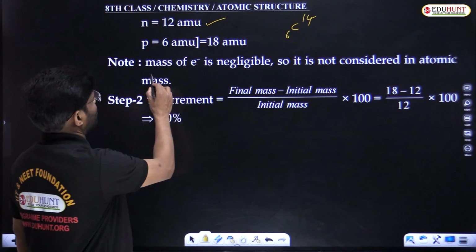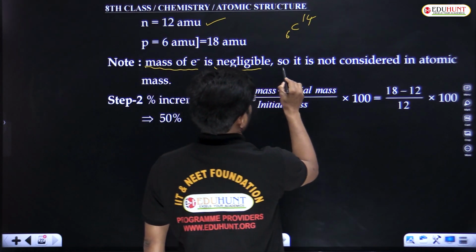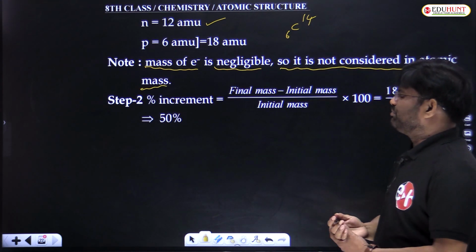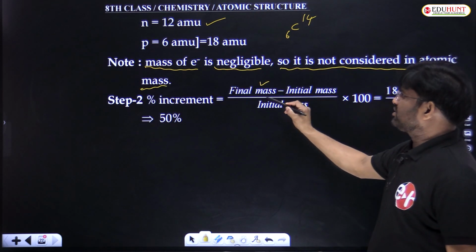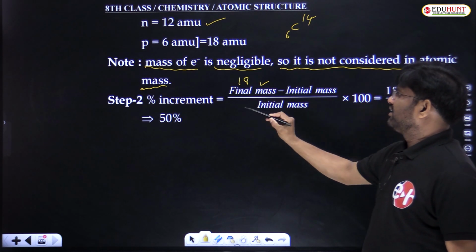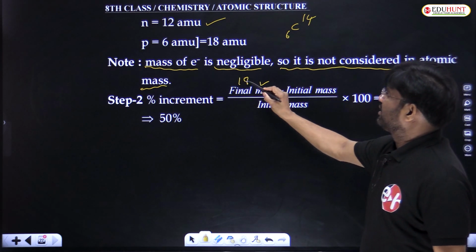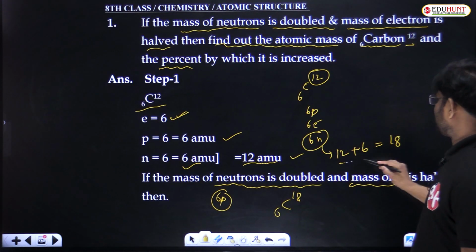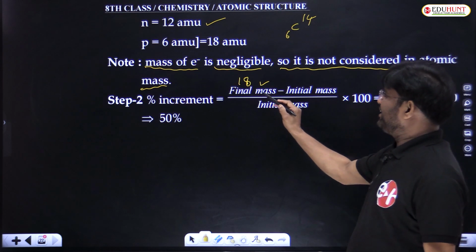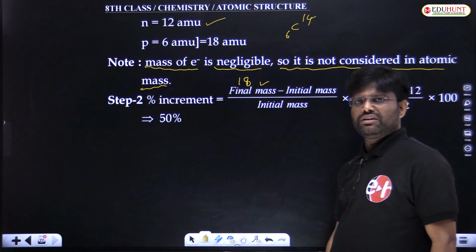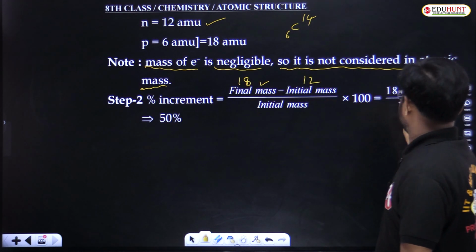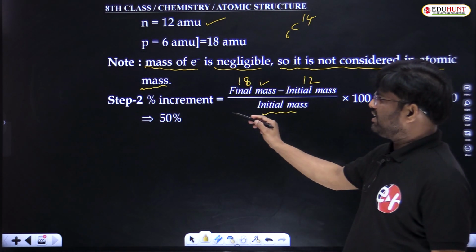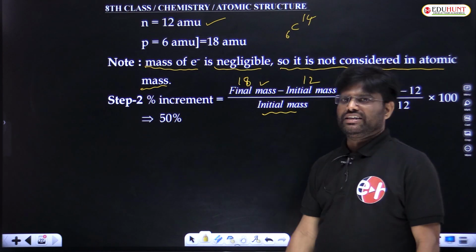Now he is asking, note: the mass of electron is negligible, it is not considered in the atomic mass. Now step 2, percentage increment. Final mass is how much? 18. Initial mass is 12. Final minus initial, 18 minus 12, divided by initial mass, to get the percentage increment.